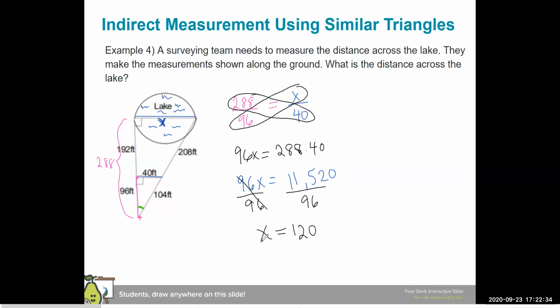So now I have to get my units. Everything's in feet, so this is feet. So that means that the distance across the lake is 120 feet.